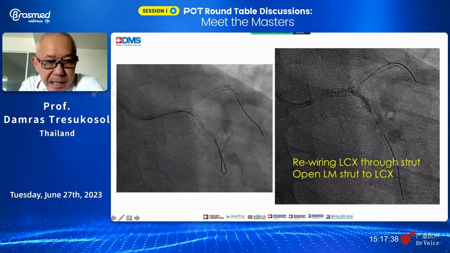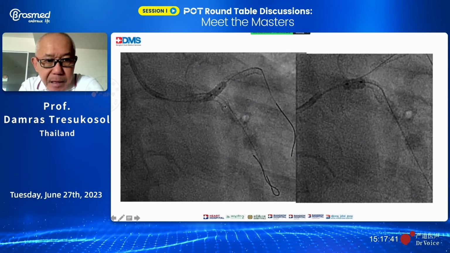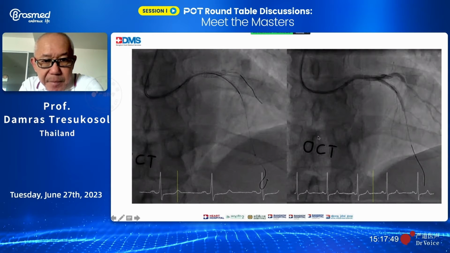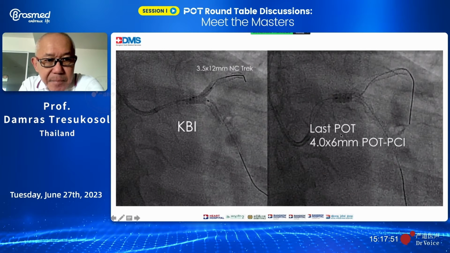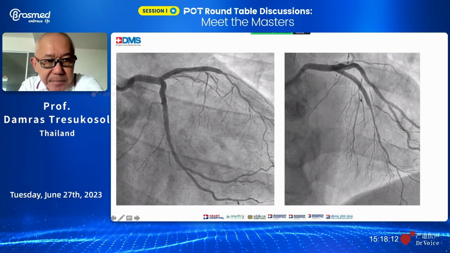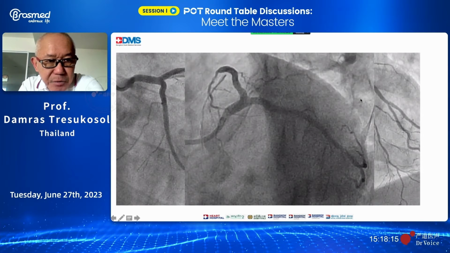So this is where we rewire the circumflex. And then we do the POT, do the post-inflation to the stent, and we do OCT. So after OCT, we do kissing balloon inflation, 3.5 by 12 NC Trek on both branches. This is the 2.5 by 6, 3.5 by 12, and last POT 4.0 by 6 POT PCI balloon. So this is the final result. This is the spider view, showing a very good result.